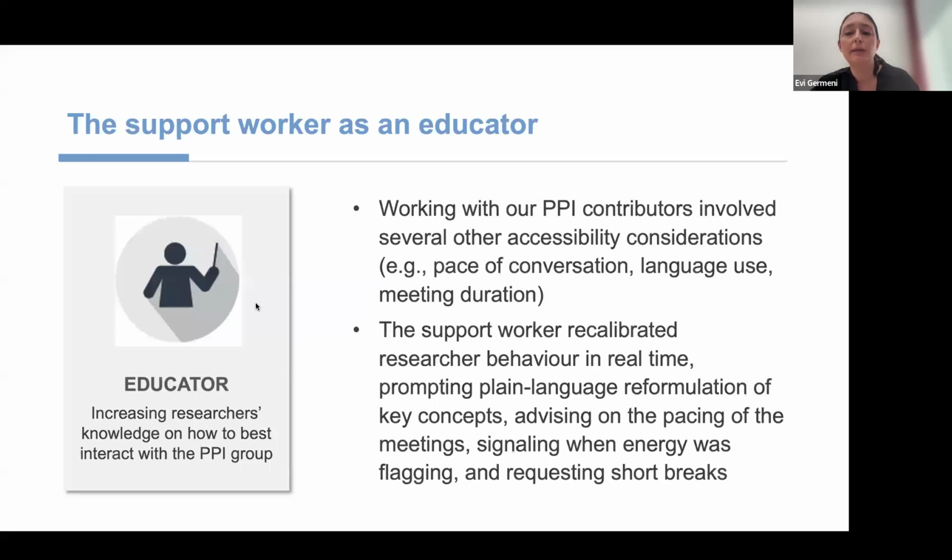So drawing on accumulated practice knowledge from working with the same individuals over a prolonged period of time, the support worker was able to recalibrate researcher behavior in real time, prompting plain language reformulation of questions and key concepts, advising on the pacing of the meetings, signaling when energy was flagging, and requesting short breaks on behalf of the members. This made the meetings more accessible for the PPI group, and it also expanded the researchers' communicative repertoire and skill set over the course of the project.